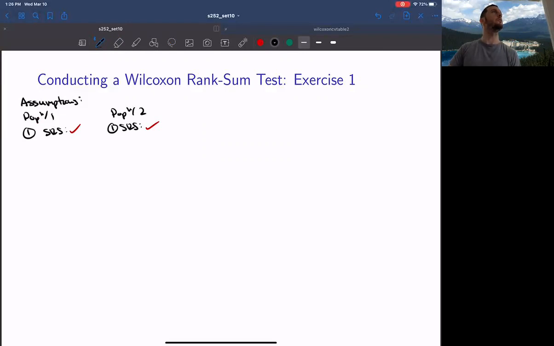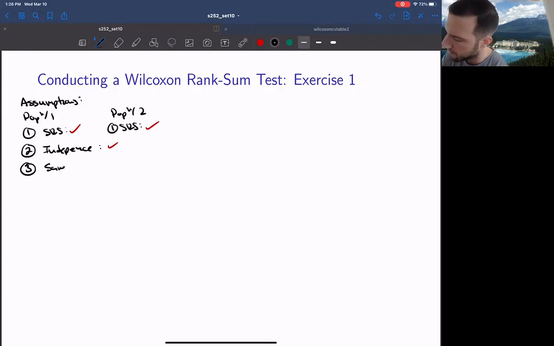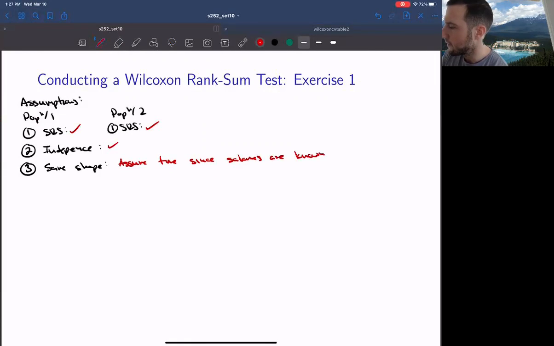The second assumption, I believe, is the distributional assumption. Oh no, so these two are the same. So then here we would have independence. So we can do this generally across both, right? Because it would be the independence of both samples. And then number 3 would be same shape. So here we can say assume true since salaries are known to be right skewed.